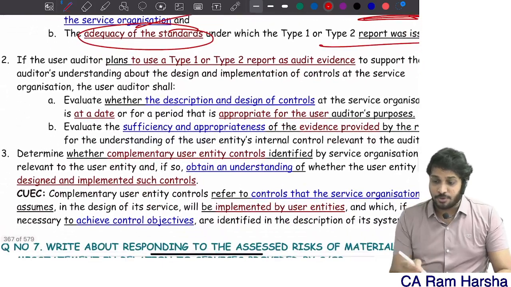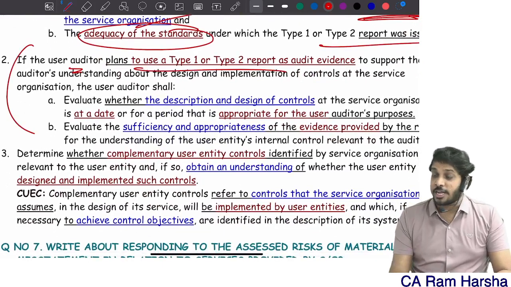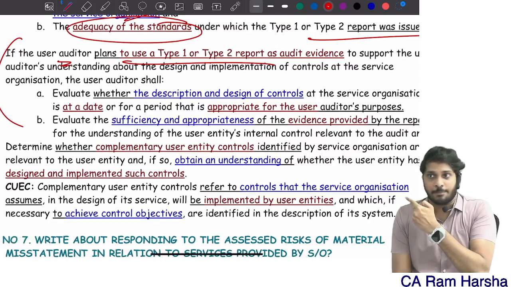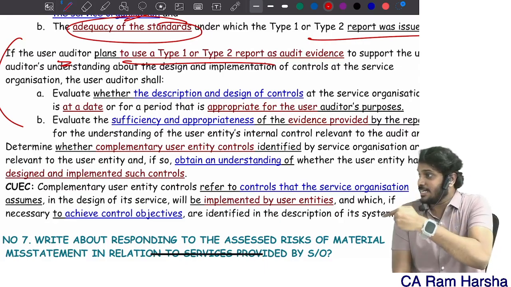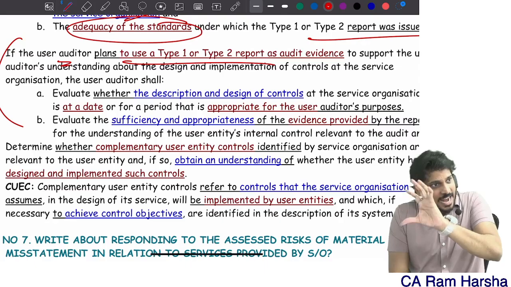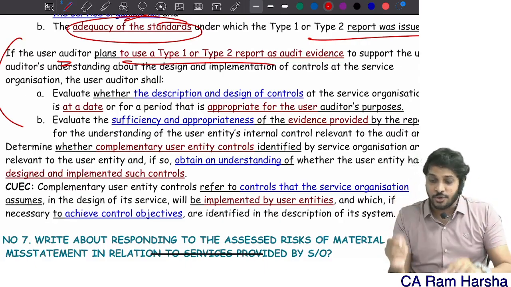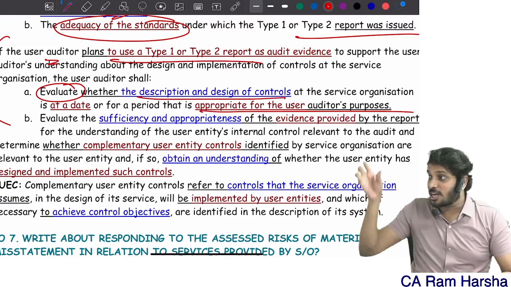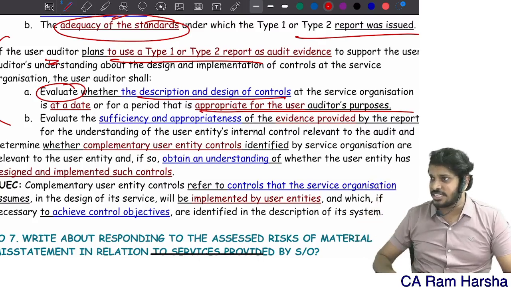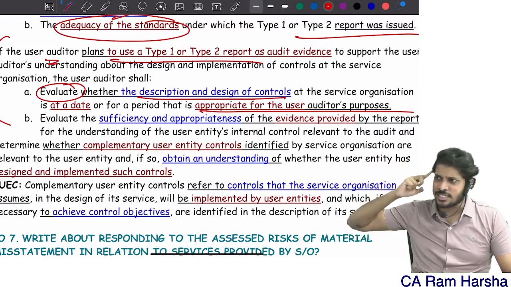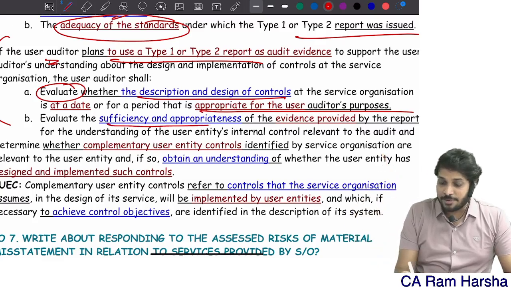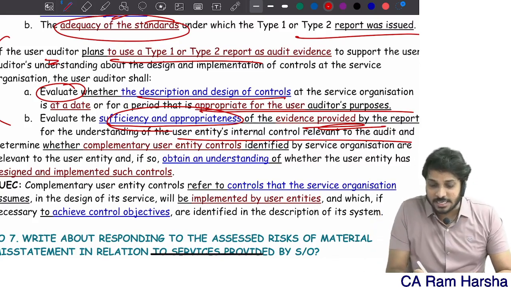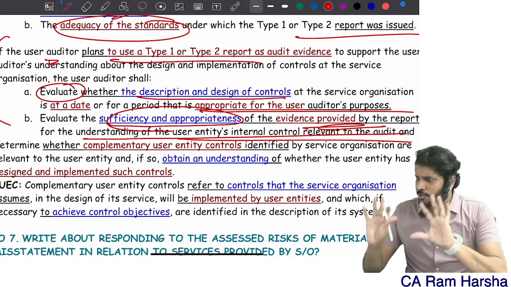See that. Suppose you decided to use a type 1 or type 2 report. When will you decide to use this? After evaluating his competence, his independence, and the standards he followed, you decided. When you are using it, evaluate whether the description of the control is appropriate. Whatever control the service organization described, is that control correct for payroll processing? Check out. And obtain sufficient appropriate evidence regarding the overall internal controls.